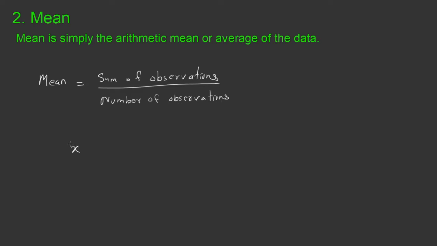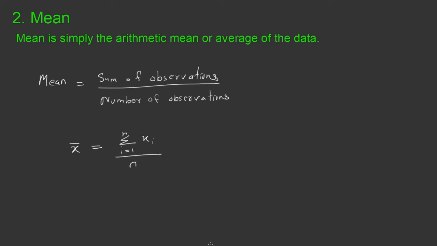It is represented as x bar. Let x1, x2, x3, etc. up to xn be n number of observations. Then I can write x bar is equal to the sum of xi, i equal to 1 to n, divided by n.